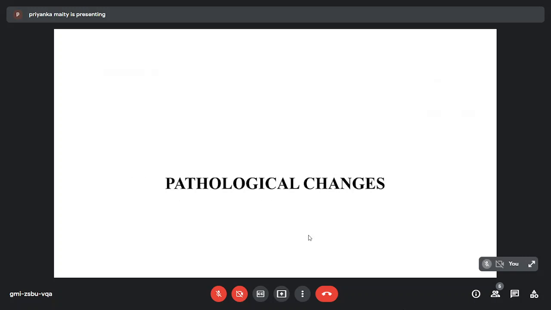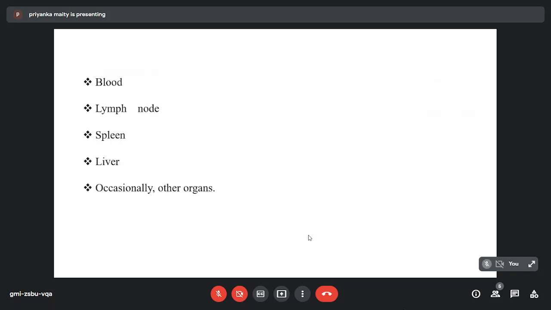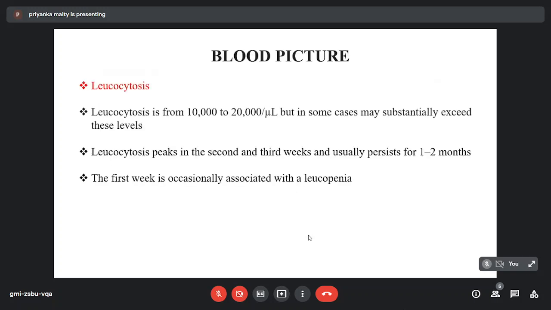Pathological changes in infectious mononucleosis. Blood picture. Peripheral blood shows leukocytosis. Leukocytosis is from 10,000 to 20,000 per microliter, but in some cases may substantially exceed these levels. Leukocytosis peaks in the second and third weeks and usually persists for 1 to 2 months. The first week is occasionally associated with a leukopenia.